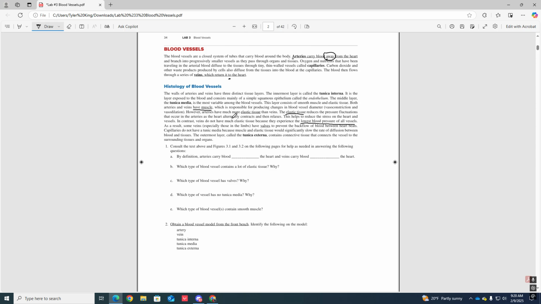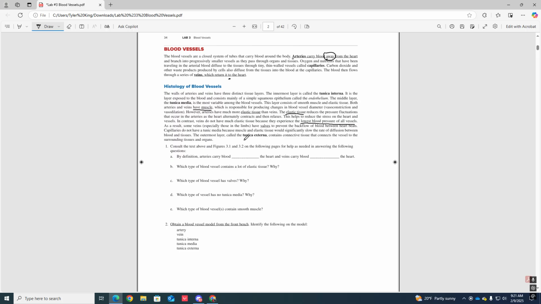Capillaries do not have a tunica media. This is that example I was talking about. It says it is the most variable. This is where the variable comes in. So capillaries do not have a tunica media because the muscle and elastic tissue would make it significantly harder to diffuse. Okay, so it'd slow the rate of diffusion between the blood and tissue. So you want to have the thinnest amount of tissue layer possible to allow nutrients and whatever to diffuse properly and at an optimal rate across the tissues.